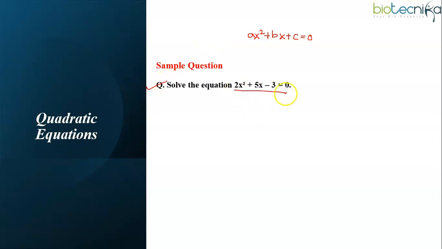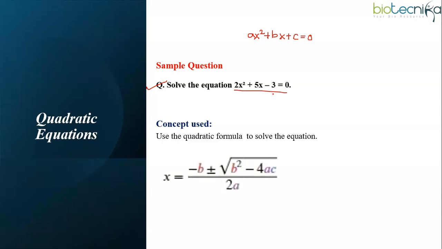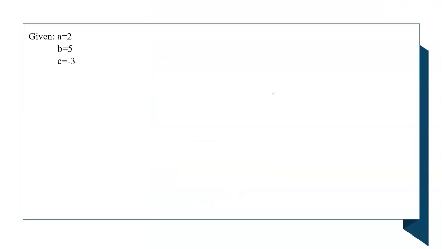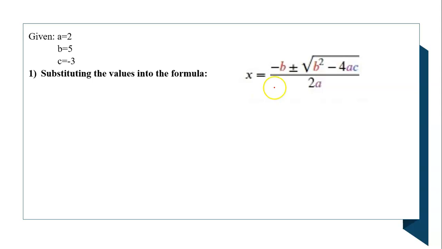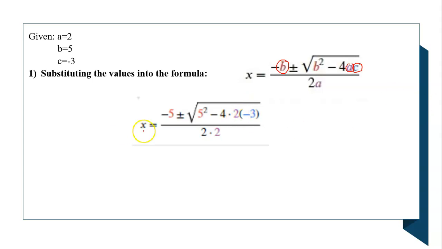We have to solve this equation. Now, the trick here is to use the quadratic formula to solve the equation. So this is the formula that you all have to learn and recall while solving questions based on quadratic equations. As given in the question, a is 2, b is 5 and c is minus 3. So we'll substitute the values in the formula. So b is 5, a is 2 and c is minus 3. When we substitute the values, we'll get the following equation.